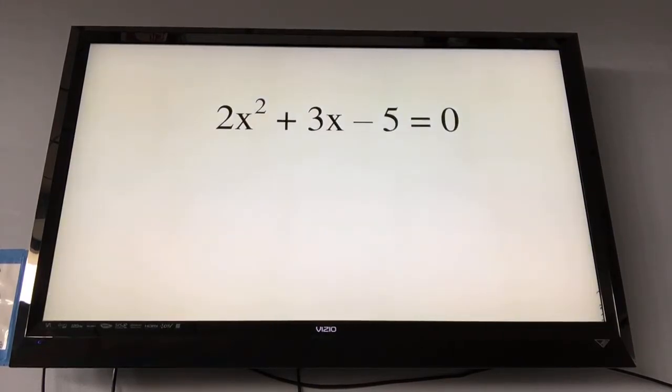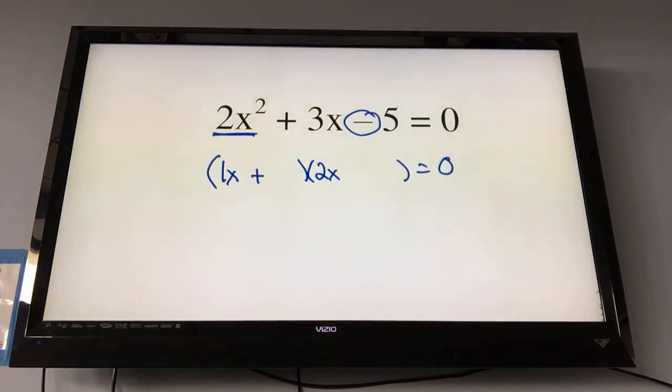All right, this one we gotta do that trial and error. Okay, what are my options for 2? 1 times 2. 1 and 2. So then that's 1x and 2x. So there's gotta be an x on each one. Minus at the end means one of each. And then my only option for 5 is 1 and 5. Does it work? Let's check it.